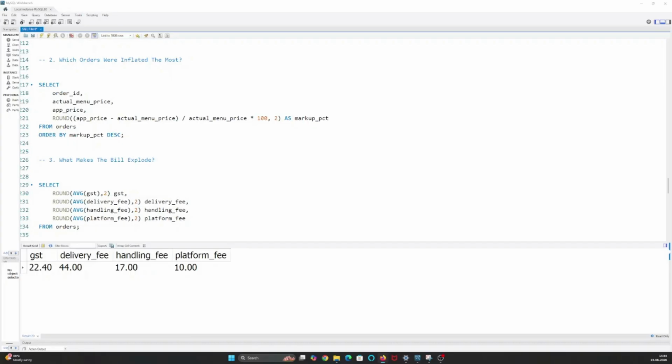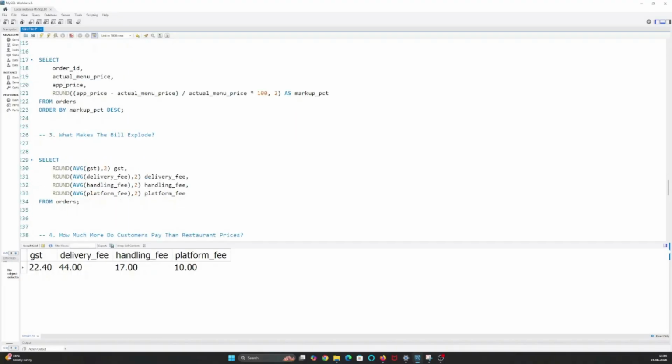And what shocked me the most wasn't the fees themselves, it was what happened after discounts were applied. Because even after giving customers discounts, many orders were still significantly more expensive than the original restaurant menu price. Let's investigate that next. The biggest lesson here is simple. When ordering food online, don't just look at the food price, look at the complete cost structure because the final bill is often the result of many small charges quietly accumulating in the background.